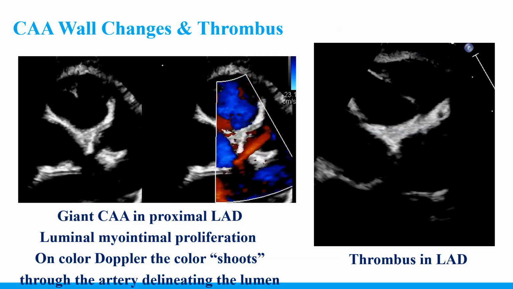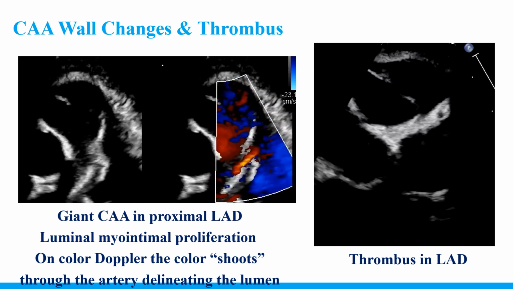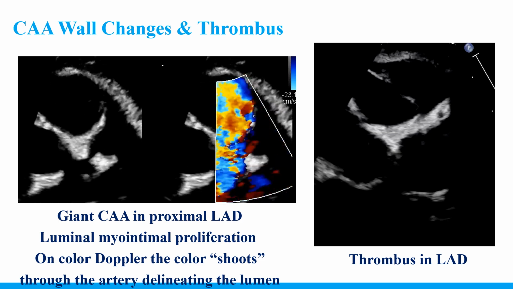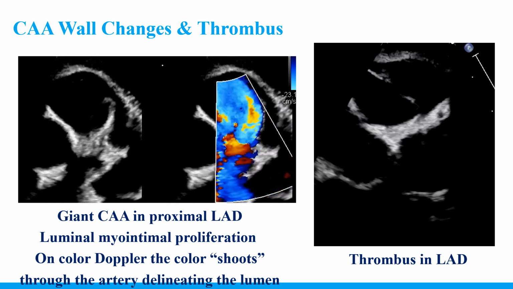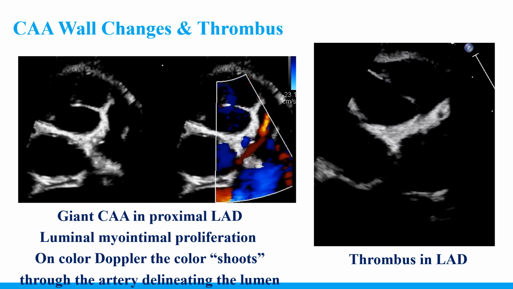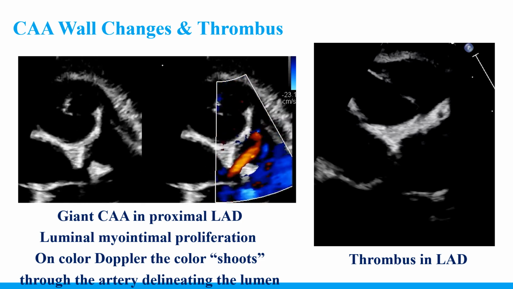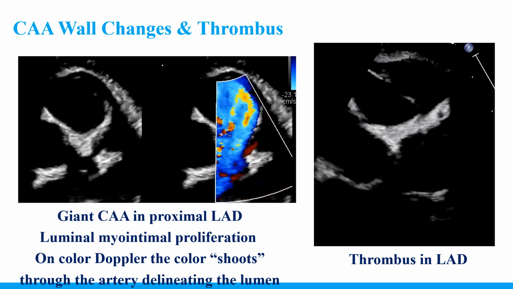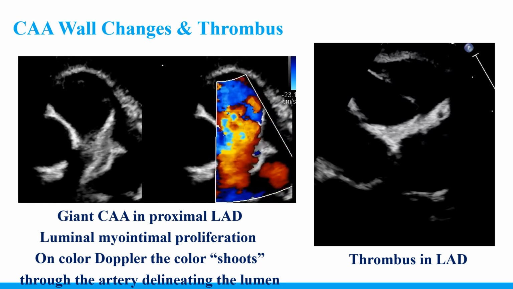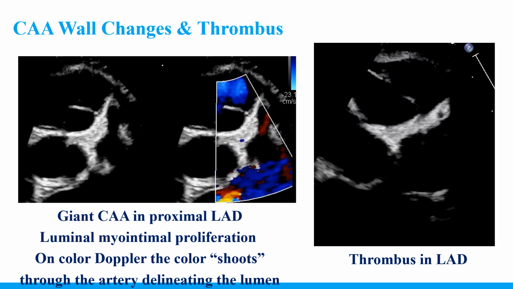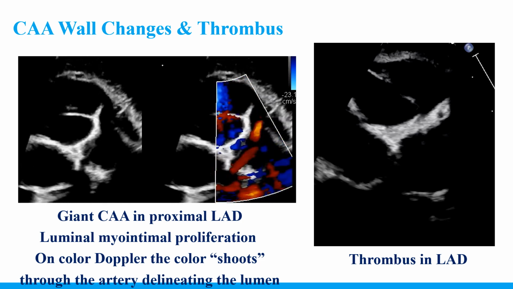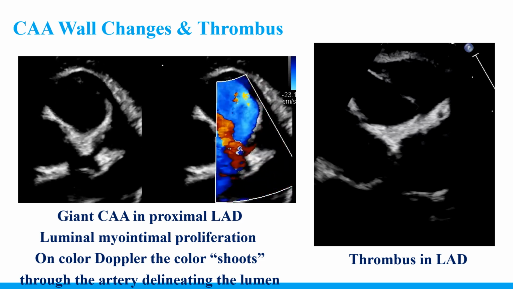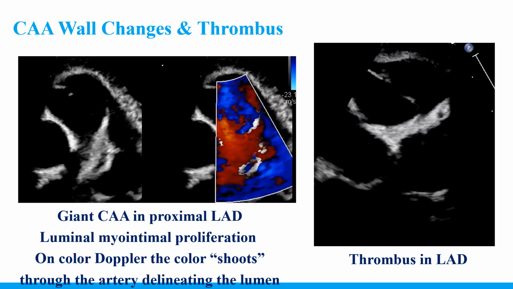When we look at coronaries, we're not just looking at the number of aneurysms and where they are located, but we're also trying to see if we can find coronary artery wall changes. This is a child with giant aneurysms. You can see at least two saccular aneurysms in the proximal and distal LAD, and you can actually notice how thick the coronary artery walls are. They're quite thick, and when you put color, you see how the color shoots through the coronary artery.